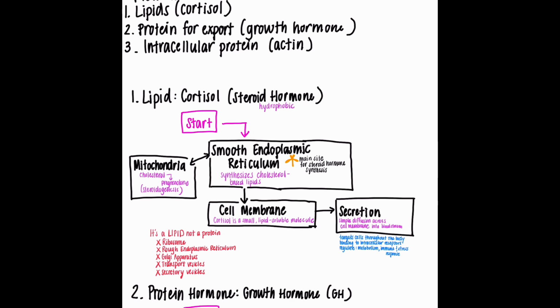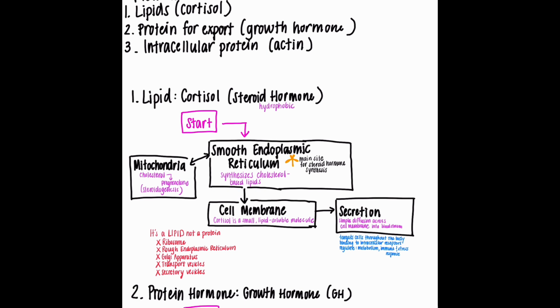All right, the first flowchart we're going to look at is for cortisol, the lipid-based steroid hormone. Starting in the smooth endoplasmic reticulum, it synthesizes cholesterol into steroid intermediates, and through enzymatic reactions, cholesterol is produced. Important to note that mitochondria is utilized, converting cholesterol into progesterone, which is a precursor for cortisol.